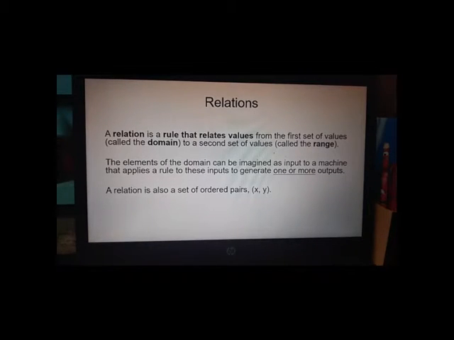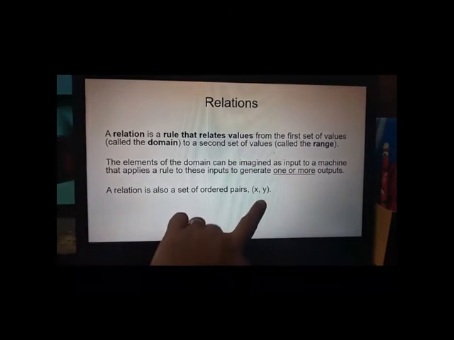What is a relation? A relation is a rule that relates values from the first set of values, or our first coordinates, which we call the domain, to a second set of values called the range. The elements of the domain can be imagined as input to a machine that applies a rule to these inputs to generate one or more outputs. A relation is also a set of ordered pairs usually denoted by x and y.